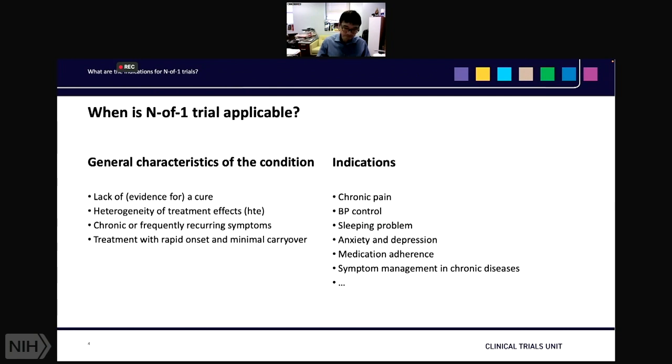conditions here. And the last assumption that we need to make is about the treatment that we're going to test in an N-of-1 study. That the treatment needs to have rapid onset and minimal carryover effects. Again, this is because of the crossover design we use in an N-of-1 study.